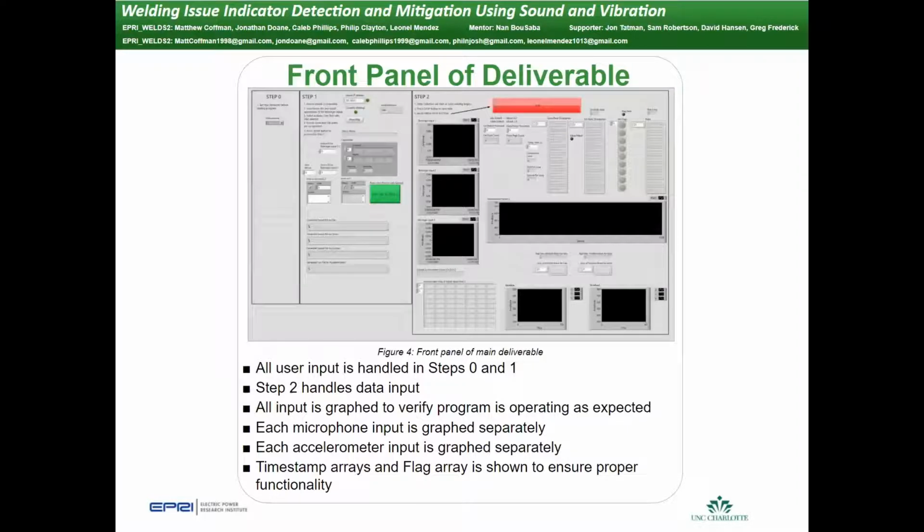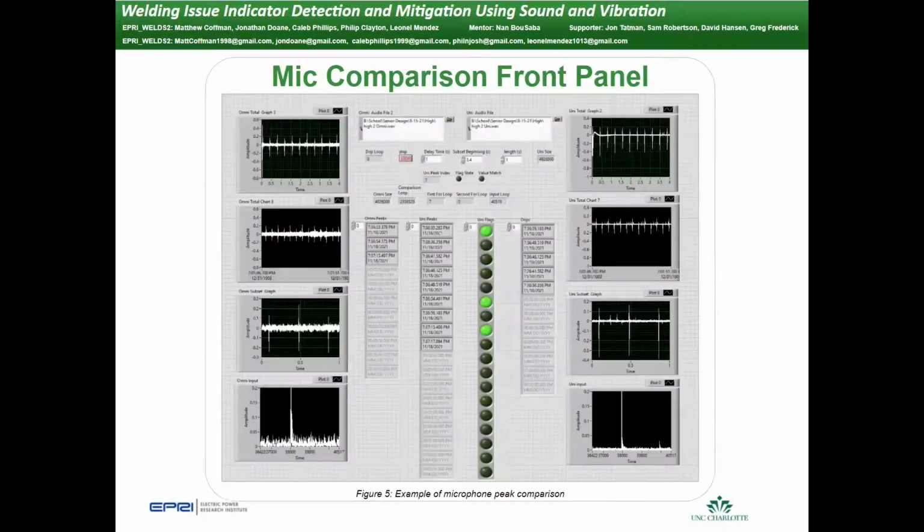This is the front panel of our main deliverable. All user input is handled in steps 0 and 1, while step 2 handles data input and processing. All input is graphed to verify that the program is operating as expected, and a timestamp array and flag array is shown to ensure proper functionality.